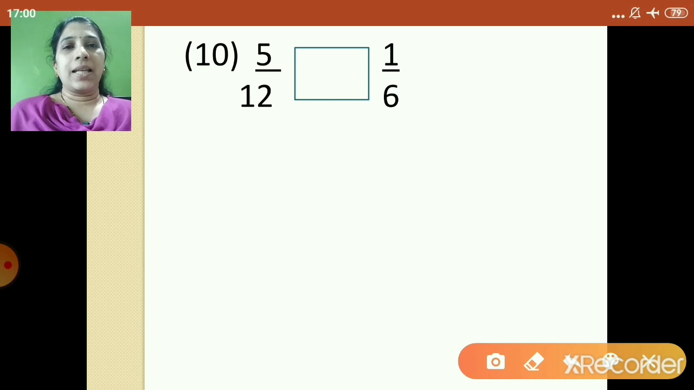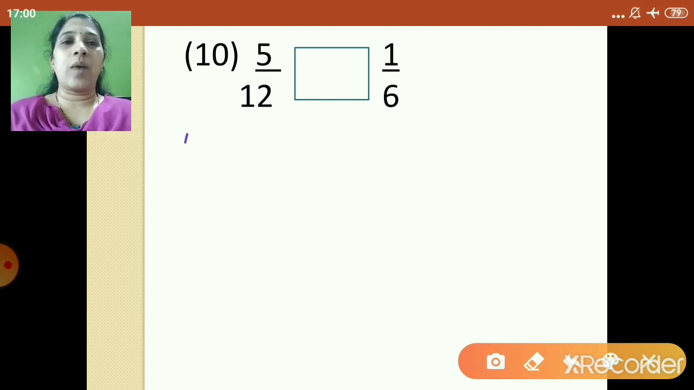These are unlike fractions. But 12 is divisible by 6. 6, how much are 12? 6 2s are 12. So what we are going to do? We are going to keep the fraction 5 upon 12 as it is, and only 1 upon 6 we will change. So what will you write?